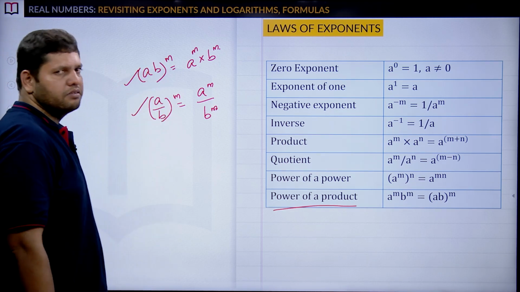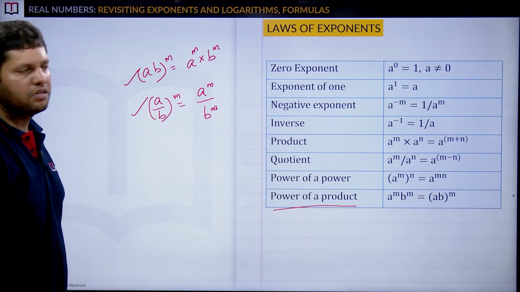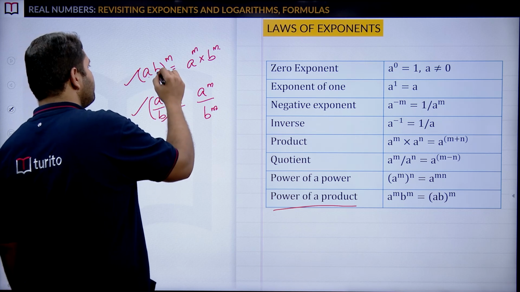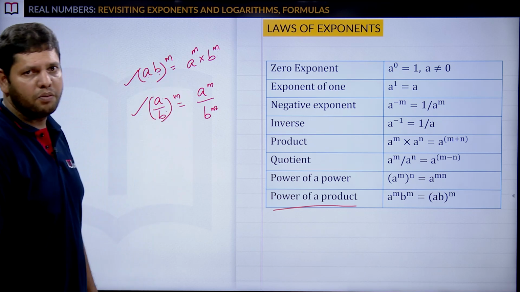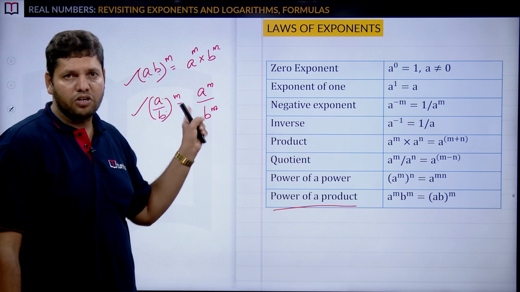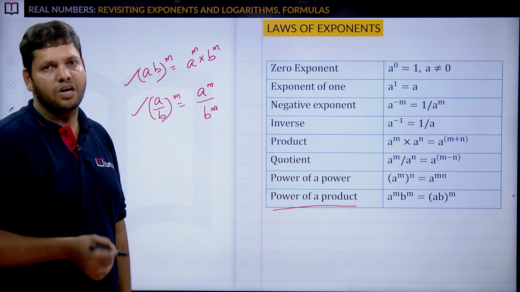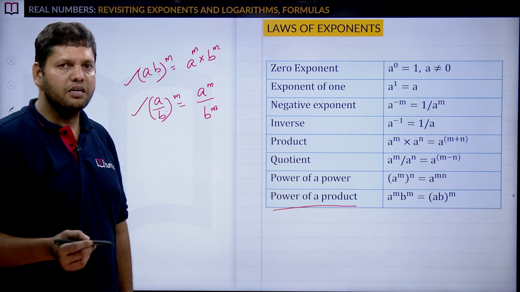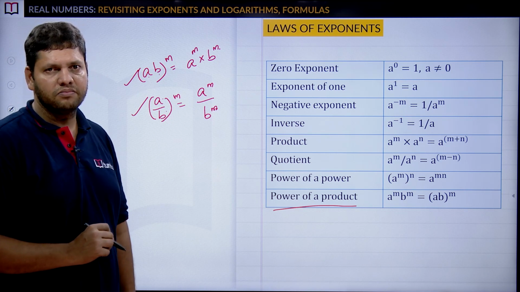It is under division. Here power is getting distributed for both the numbers. Here power is distributed for a and power is distributed for b, and here also a and here also b. So a power m by b power m, and here a power m into b to the power of m. That is called power distribution under multiplication, and the same thing under division also. Clear, children? Any doubts? Okay.